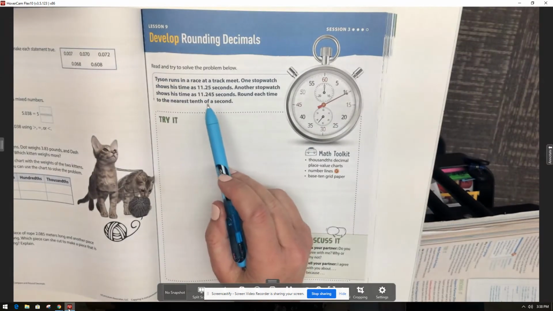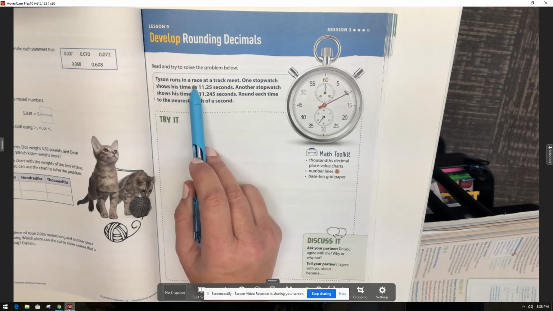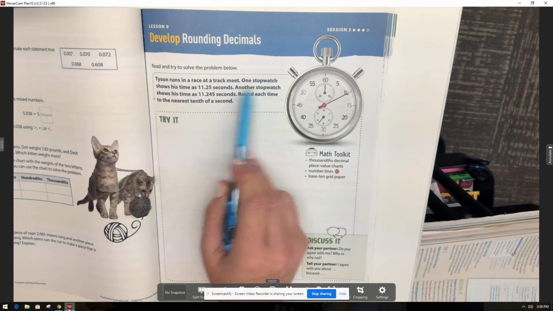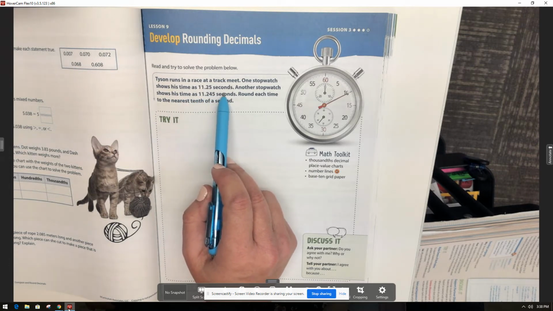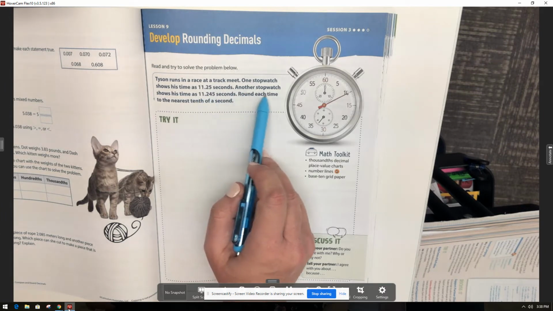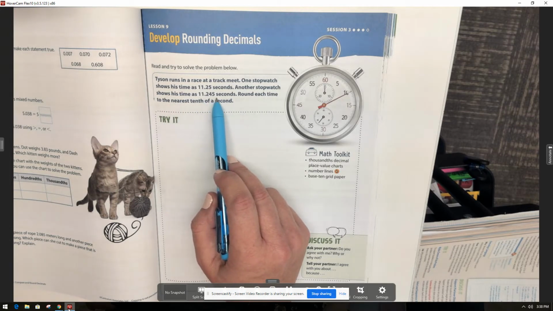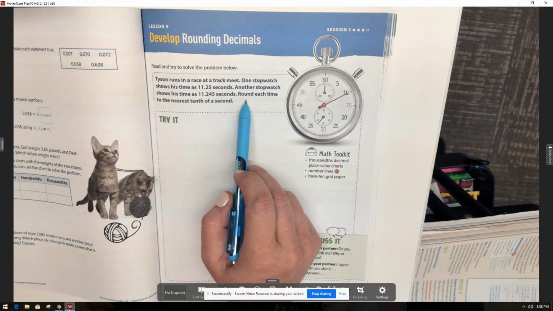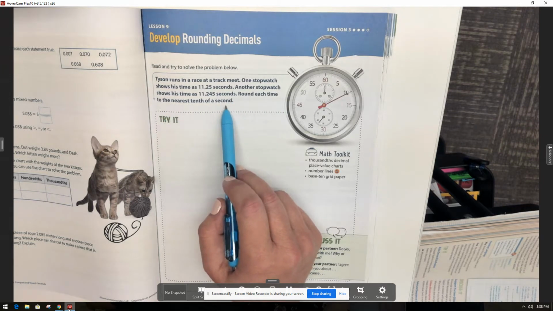Okay, so we're going to go ahead and read the problem. It says, Tyson runs in a race at a track meet. One stopwatch shows his time as 11 and 25 hundredths seconds. Another stopwatch shows his time as 11 and 245 thousandths seconds. Round each time to the nearest tenth of a second.